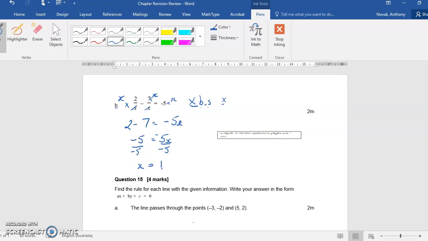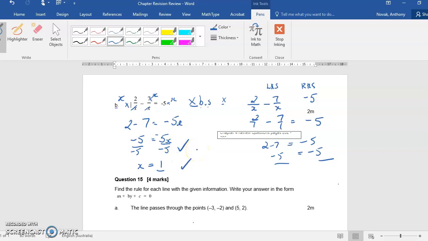And the best thing about all these things, you can try your solution. So it's a case of making sure that the left-hand side equals the right-hand side. So on the left-hand side, we had 2 over x minus 7 over x. And on the right-hand side, we had minus 5. So let's have a look. Substituting our answer, we have 2 over 1 minus 7 over 1. Does that equal minus 5? 2 minus 7 equals minus 5. And as you can see, we have the right-hand side equaling the left-hand side. So that's the correct solution.